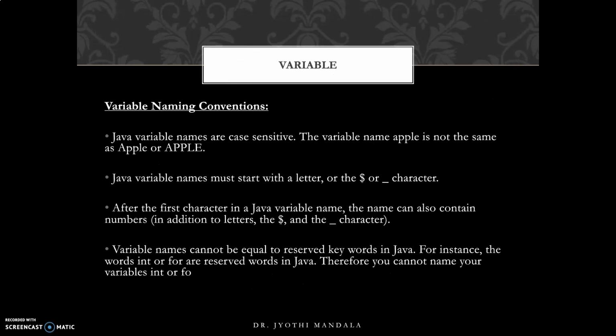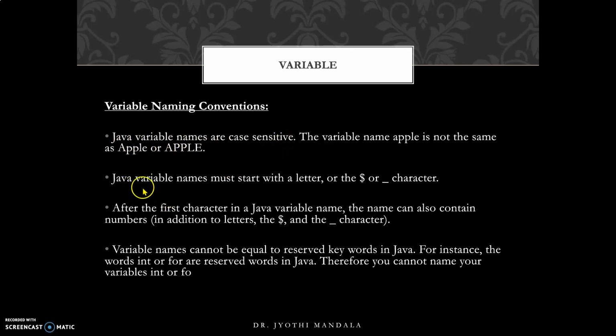So let us see what are all the variable naming conventions. Whenever you want to give any variable name, what are all the rules to be followed. Remember, Java is a case sensitive programming language. That means variable names are case sensitive. That means if you are giving a variable name as apple, then this apple is not the same as this Apple where the first letter is capital, and it is also not the same as all capitals APPLE. So this will be considered as a separate variable name, and this will be considered as a separate variable name. So Java variable names are case sensitive.